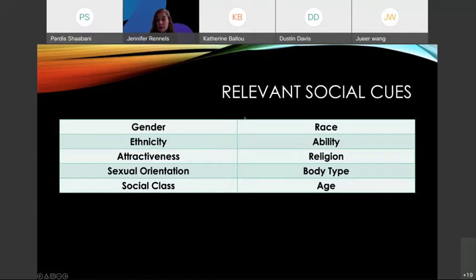And when we talk about groups, we're talking about various different social cues and identities. This is not an all-inclusive list, but these are a lot of the attributes that result in individuals being grouped and bias being directed toward them based on their group membership. And so I just, again, want to give you an idea of what we're talking about when we're talking about social groups here.